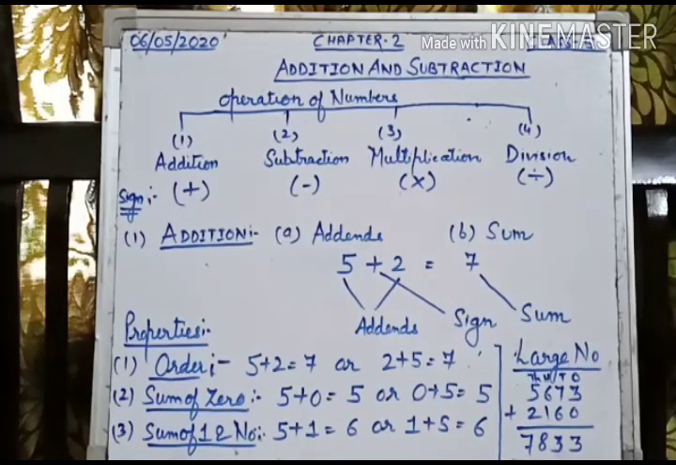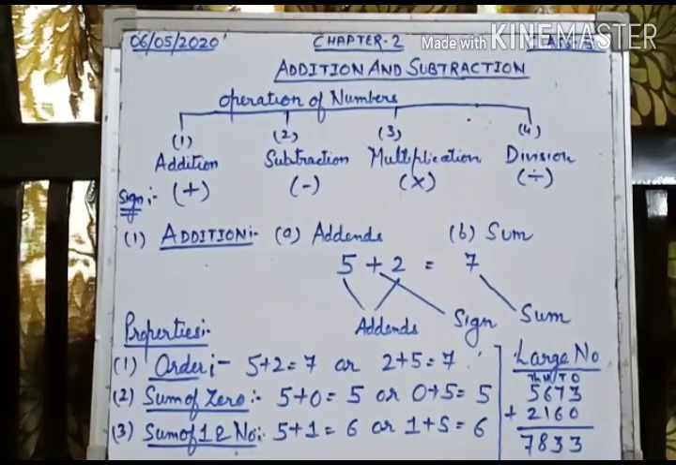Whenever I ask you, or whenever you find any question to find the sum of the given 2 numbers, you don't have to search for the sign. As soon as you come in contact with the word sum, you should know that they are asking for the sum, and to find the sum we have to add the numbers. So you will be adding by using the plus sign. The numbers which we are adding are called addends, and the answer is called the sum.